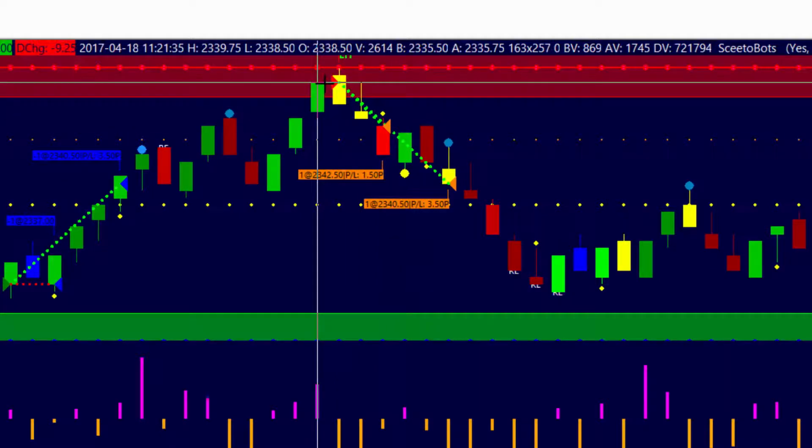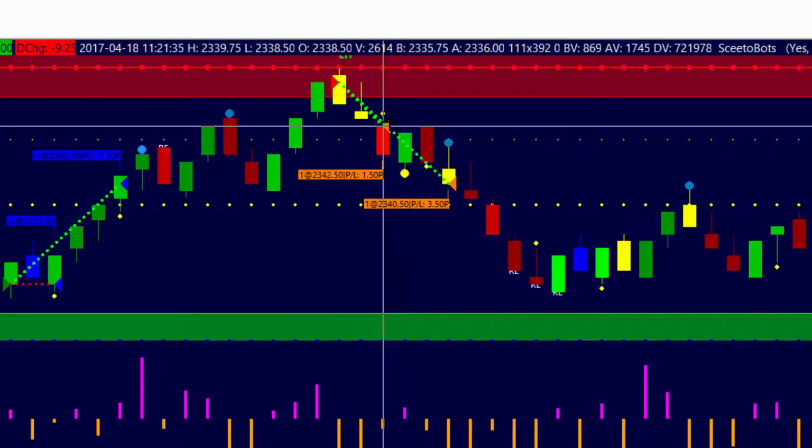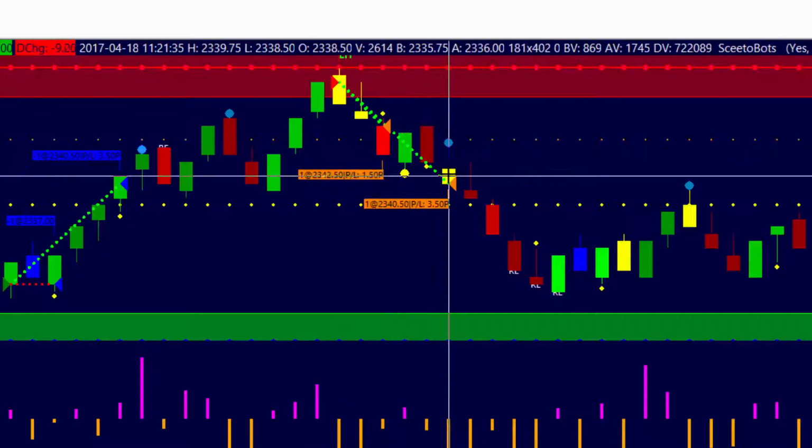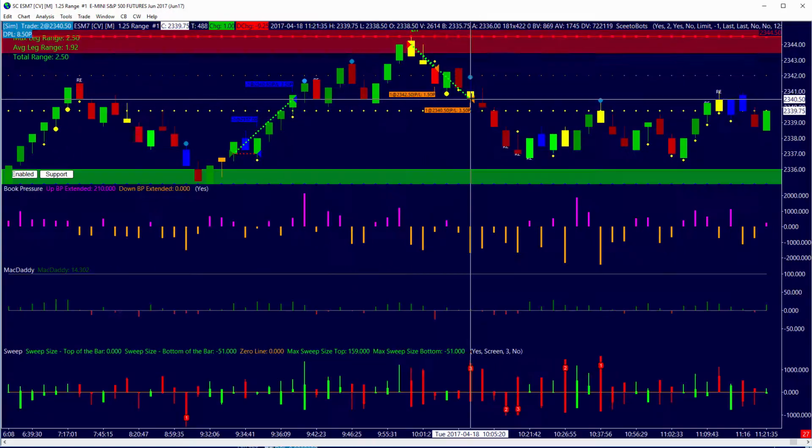It got out one contract. I think this is a crazy fill. You don't always get great fills like this. 44. Got out a half position at 42 and a half, and then hit the target down here. And then once the bot is in a trade, you can override the stops and targets.